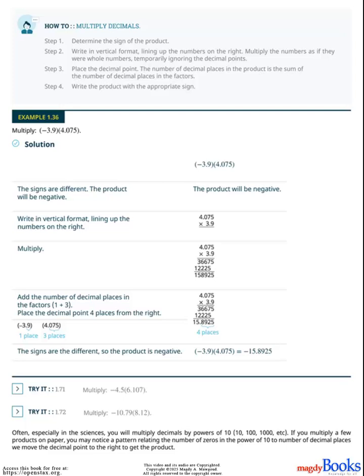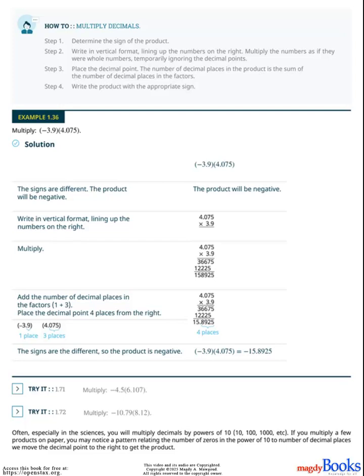4.075 multiplied by 3.9. Multiply. 36,675 plus 12,225 equals 158,925. Add the number of decimal places in the factors, 1 plus 3.